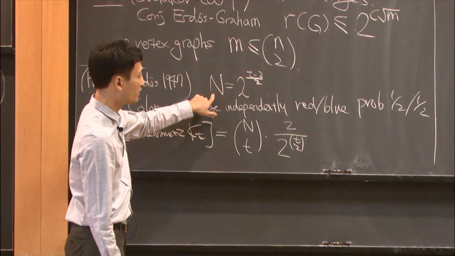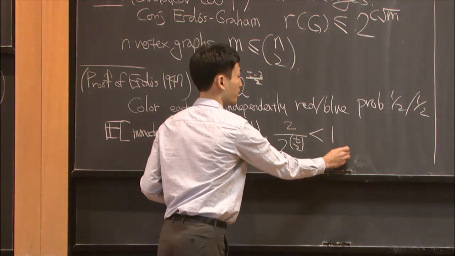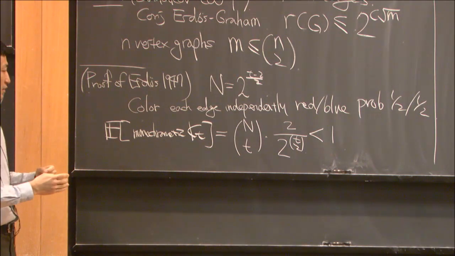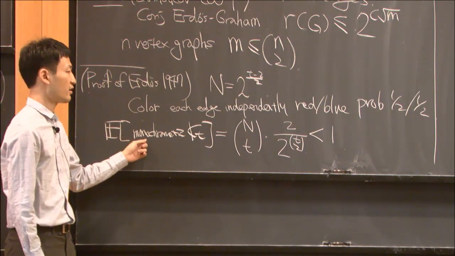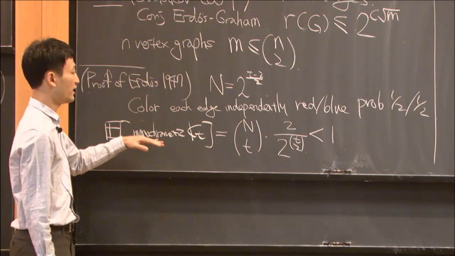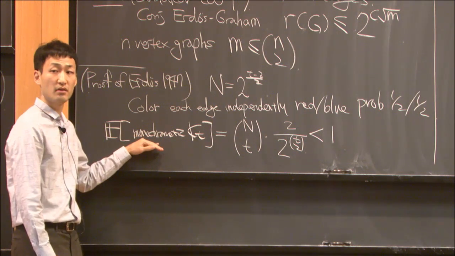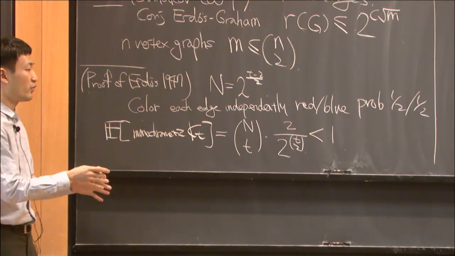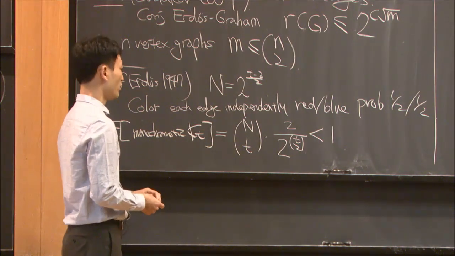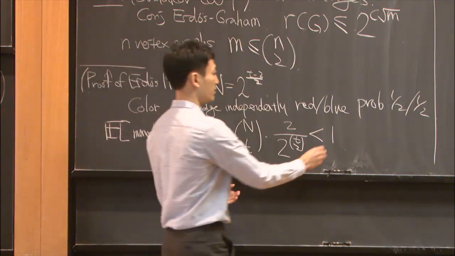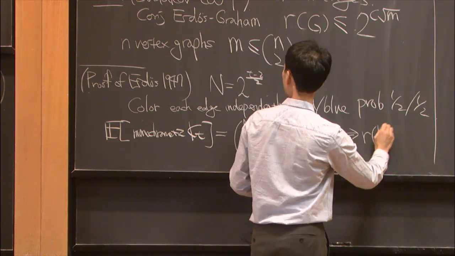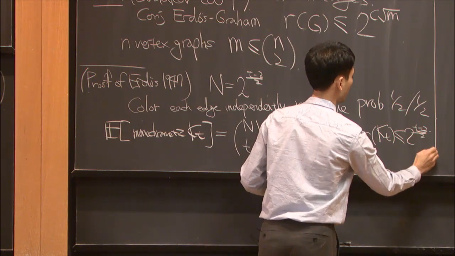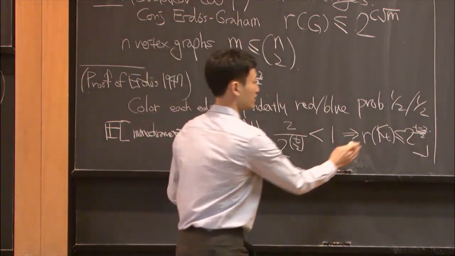If you just plug in this number, you'll see that this is less than 1. Meaning there has to be a way to color so that there exist no monochromatic copies of K_t, because this is always an integer greater than or equal to 0. You can't always have a monochromatic copy, meaning there has to be one way of coloring where there are no monochromatic copies of K_t. So this implies the Ramsey number of K_t is at least 2 to the (t minus 2) over 2. At least, thank you.